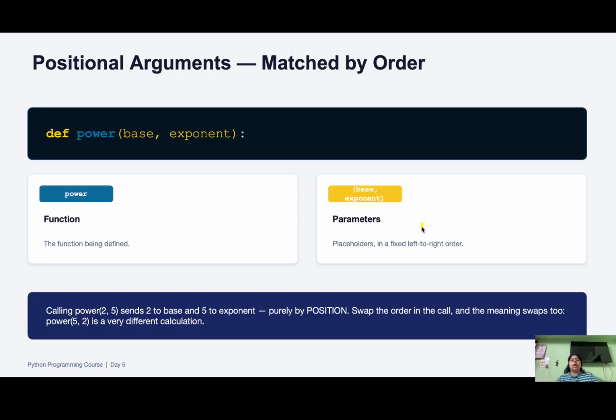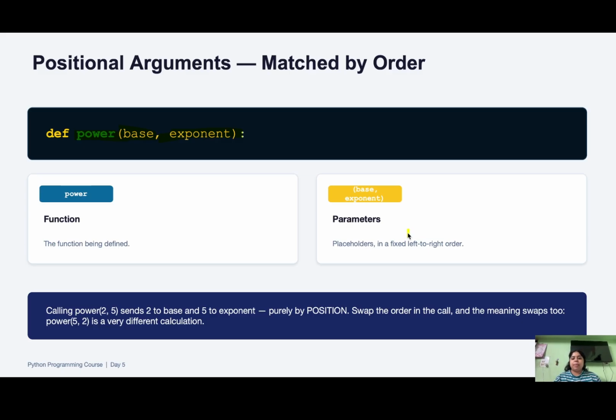Positional arguments are matched by order. What do you mean by positional arguments? Like when we create something which has two parameters, like a power function, the first is the base and the other is the exponent. If you interchange them, say 2 and 5, where 2 is the base, 2 to the power 5, and you put 5 to the power 2 instead, the meaning completely changes. That is the whole point of it.